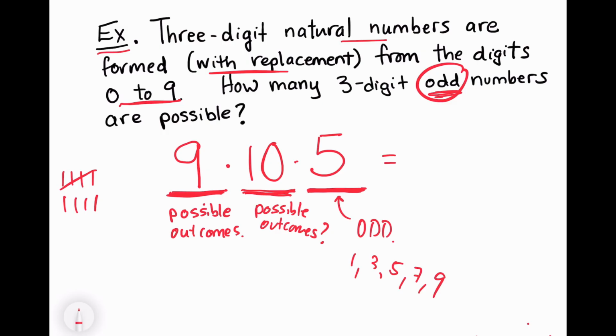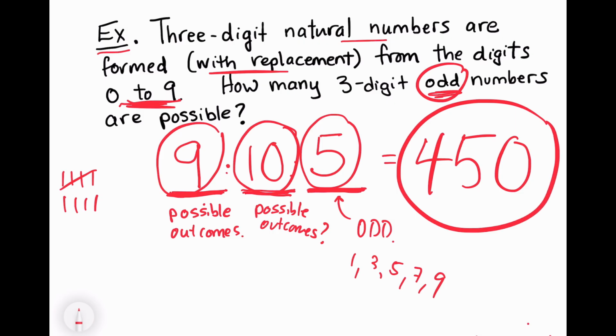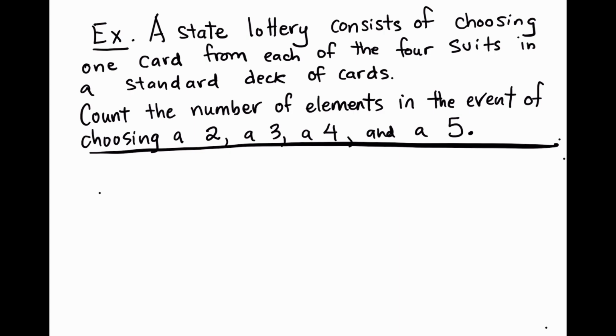So stage 1, the hundreds place, has 9 possible outcomes, 10 for stage 2, and only 5 for stage 3. So using the counting principle, there are 450 different possible 3-digit odd natural numbers. Okay, so let's do one last example.